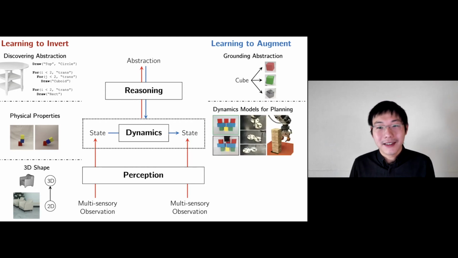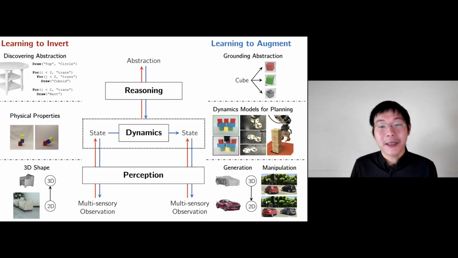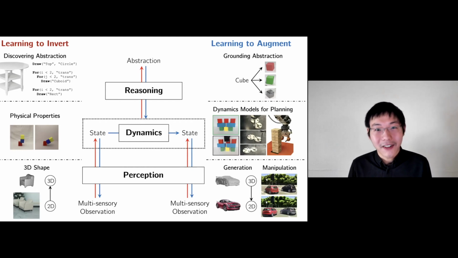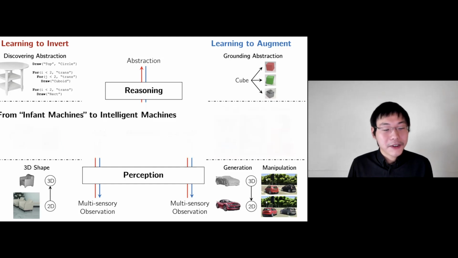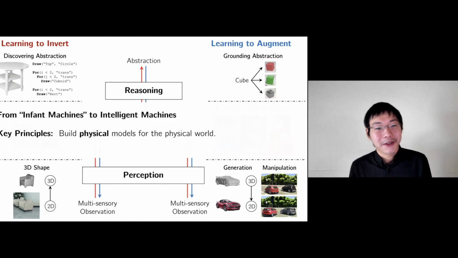Learning to augment the dynamics model so that you can make physical simulations more accurate and use it for planning, for robot manipulation, and using learning to augment the perception model so that you can synthesize novel objects, novel shapes, novel textures, and use it for image editing. If we want to go eventually from imitation machines to intelligent machines, again, I think the key principle here is to think about what is the physical model for this physical world.